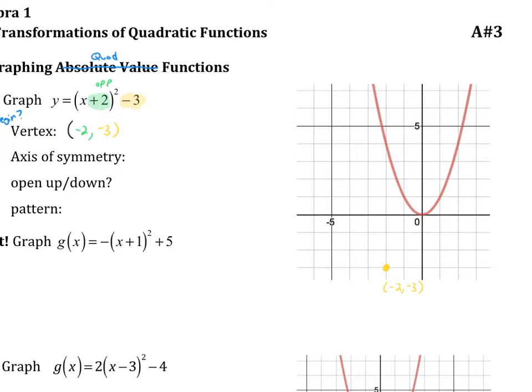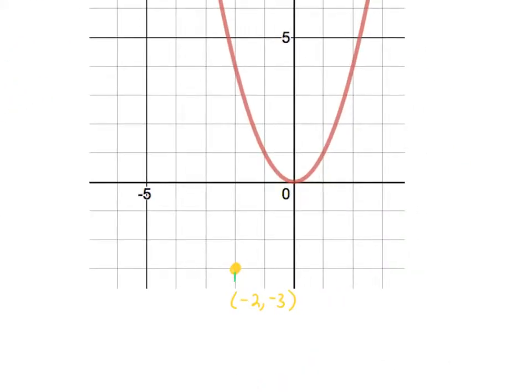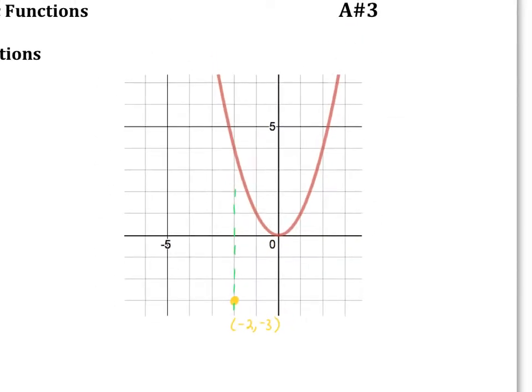Now let's continue. Remember that your axis of symmetry is always whatever your x value is. So here, if I were to sketch that, it's just a little dashed line here. You don't ever really need to sketch it, but for our purposes today, we will.